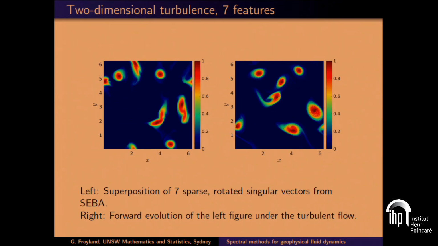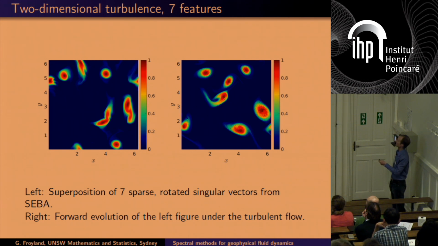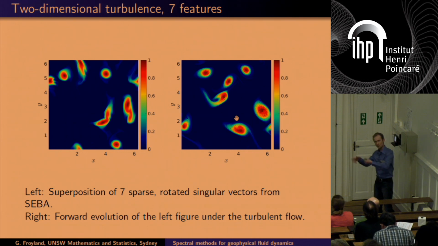You can do more features. The more vectors that you include in your subspace, typically the smaller the scale of the features that you pick up. So here are 7 features. These are composite images already; I've already done the rotation and made the composite image. This is the initial time, showing coherence. This is the flow 50 units later. So all the objects have moved around.